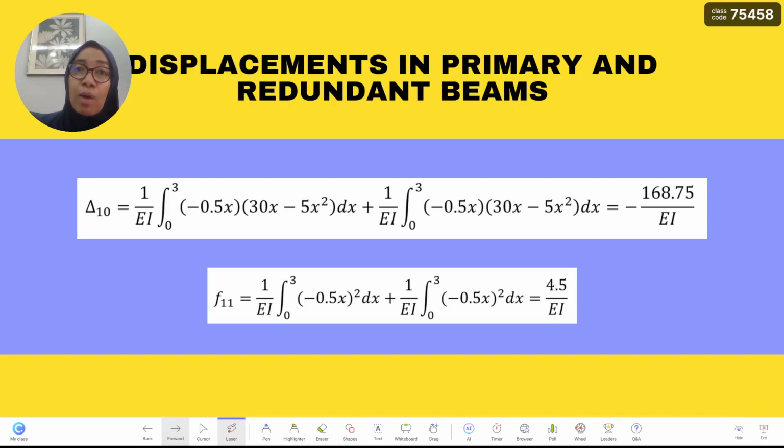Remember, delta 1 naught is M1 M0. So we have two cutting sections, and the value is negative 168.75 over EI. Remain EI as constant, and F11 is M1 square. So for M1 square, we have two cutting sections AB and BC. So F11 is equal to 4.5 over EI.